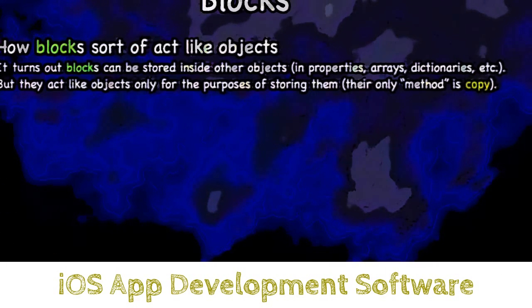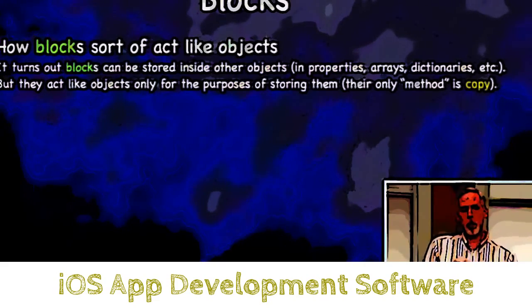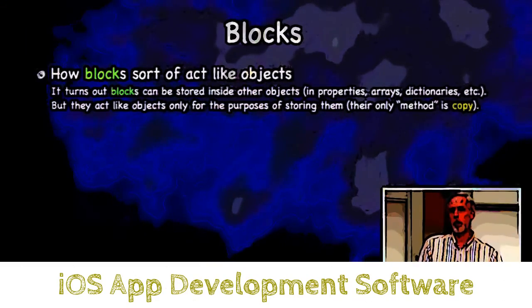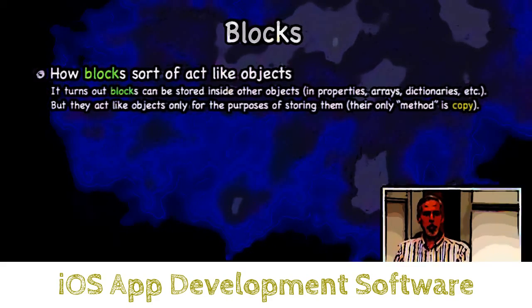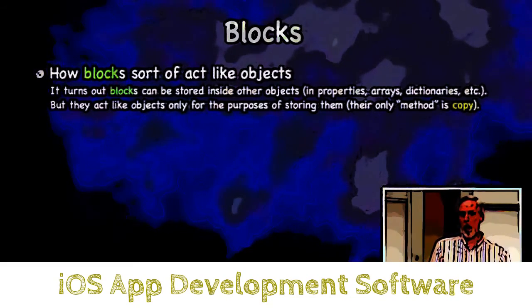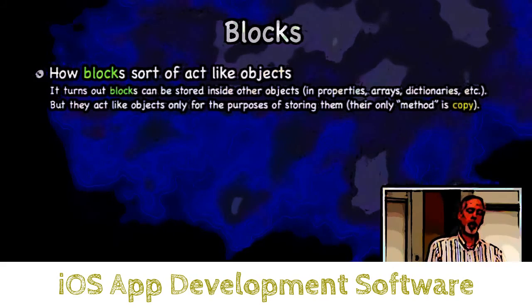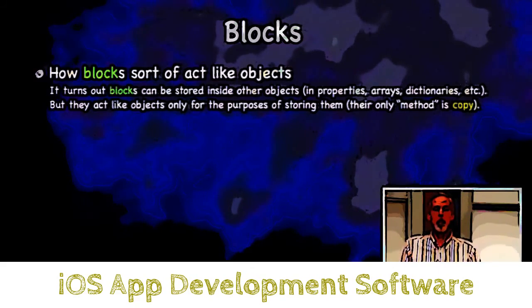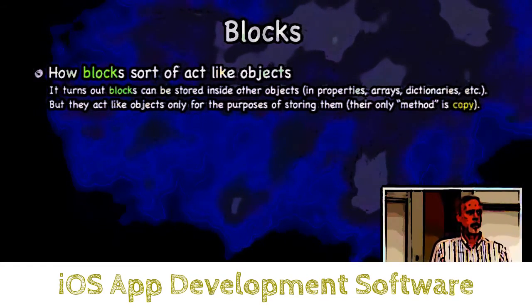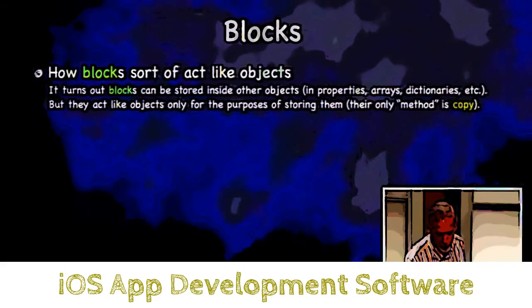Okay, now let's talk about how blocks sort of act like objects. Blocks are not objects, okay? They're not, but they sort of act like objects only in this really small way, which is they are reference counted by the automatic reference counter, okay? So they can be stored in variables, in properties, and in dictionaries and arrays, okay? They can be stored just like they're objects, but they don't understand any messages like an object. Actually, they understand one message, which is copy, which is kind of an important message because that copies them in the heap, and if you want to keep a pointer to a block around, you probably want to copy it, okay? So that it doesn't just go off the stack somewhere.